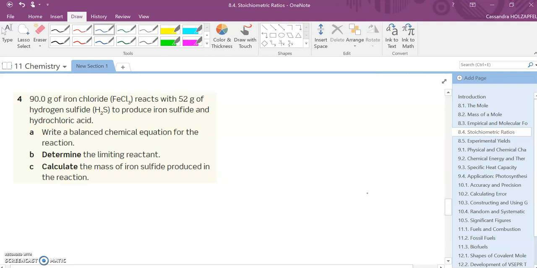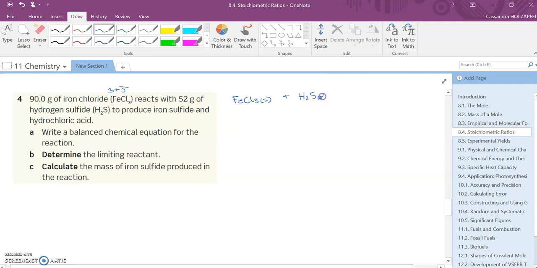I've got iron 3 chloride. How do I know this is iron 3 chloride? Well, because chlorine I know has a charge of -1, and I've got 3 of them, right? So to balance that, this must be 3+, okay? All right, so if I've got iron 3 chloride, I'm assuming that's a solid. I'm assuming we're working at room temperature, and that reacts with 52 grams of hydrogen sulfide. And again, I'm going to assume, whoops, not a gas.